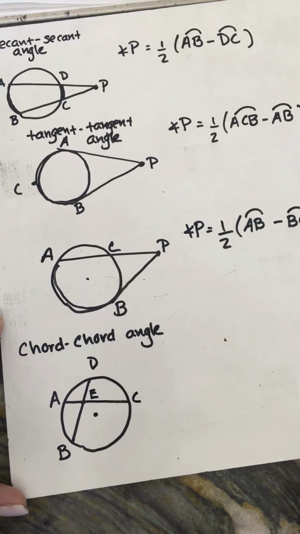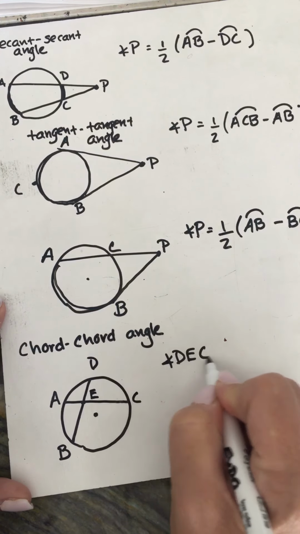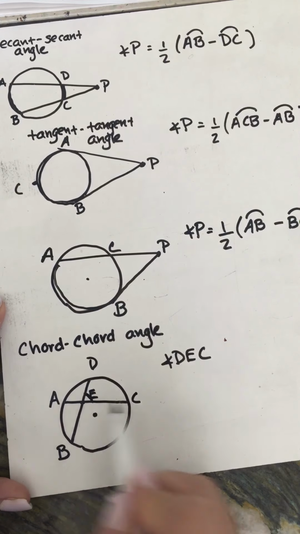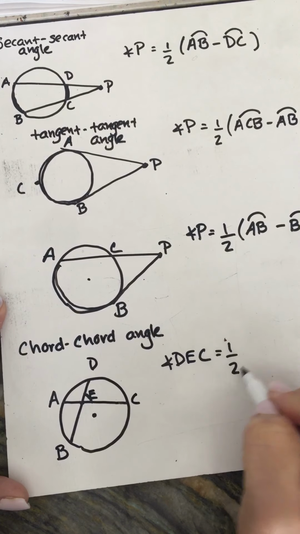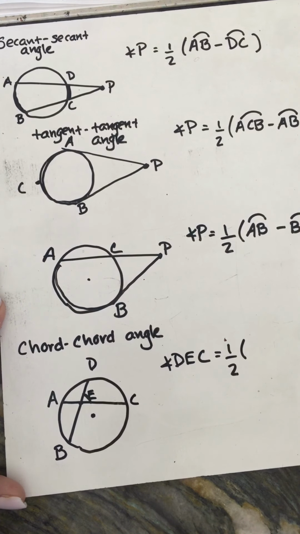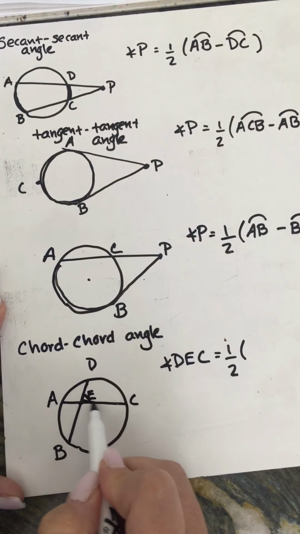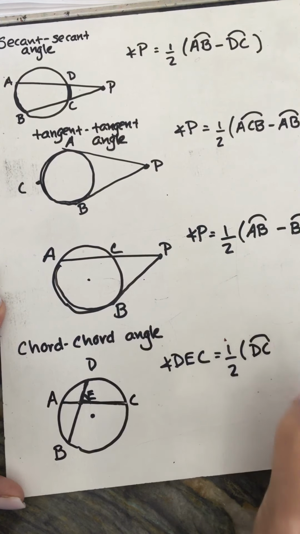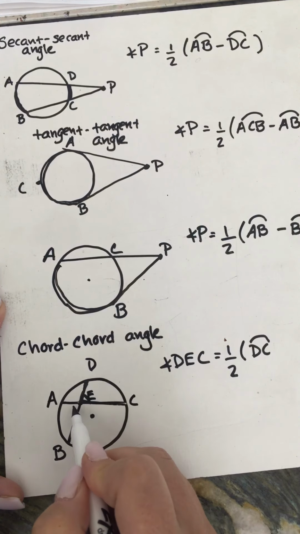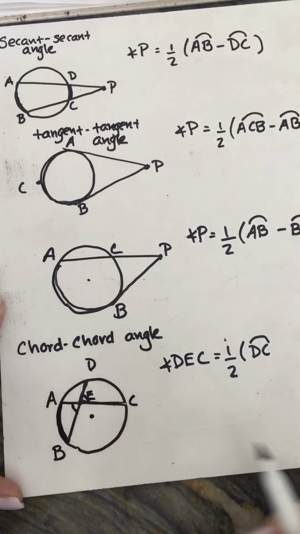So let's pick one of them and talk about it. Let's look at angle DEC. So DEC, this guy right here, is equal to, again, half the measure of the sum of the intercepted arcs. So this angle here is intercepting arc DC, okay? And then his congruent vertical buddy is right here, and this is the intercepted arc for his congruent buddy.